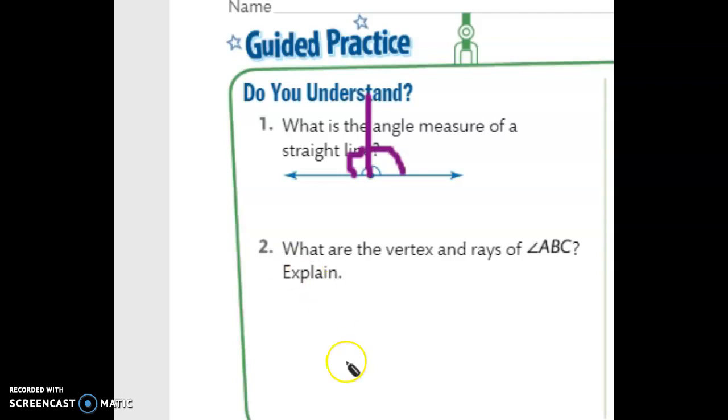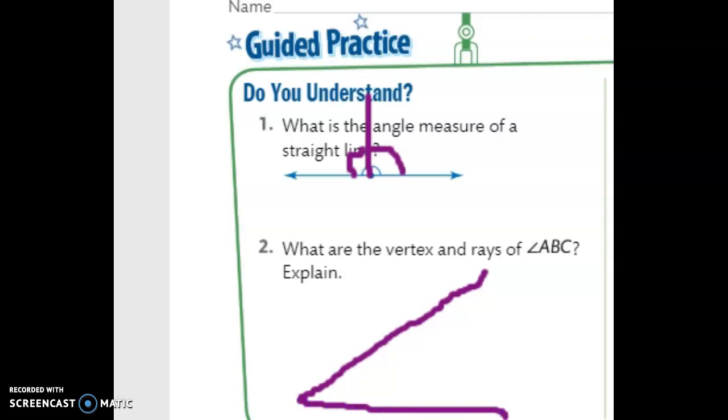Now, for question number 2, what are the vertex and rays of angle ABC? So you need to think about what we learned last week with our vocabulary. What is a vertex? What is an angle? What are rays? So I'm going to take my pencil and I'm going to draw an angle.